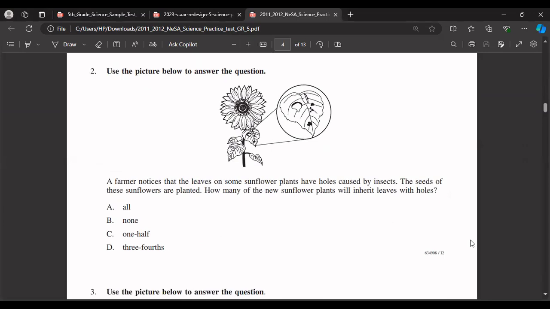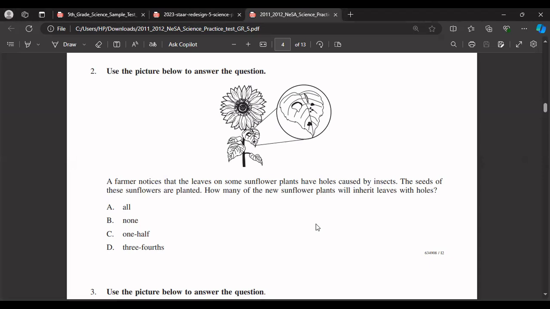Okay, look at question number 2. Use the picture below to answer the question. You have this picture. A farmer notices that the leaves on some farm flowers have holes caused by insects. The seeds of these sunflowers are planted. How many of the new sunflower plants will inherit leaves with holes? The holes are caused by insects. Okay, yeah. It's not inherited. So, none will have holes. I can see the holes. Yeah, you can see the holes. These holes are caused by insects. Okay, they are not inherited.